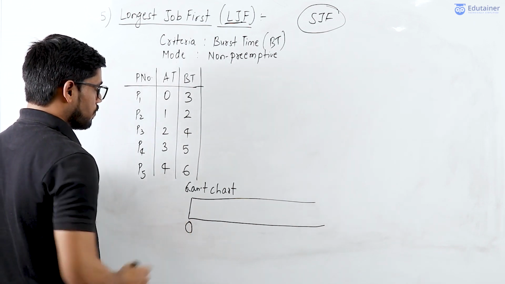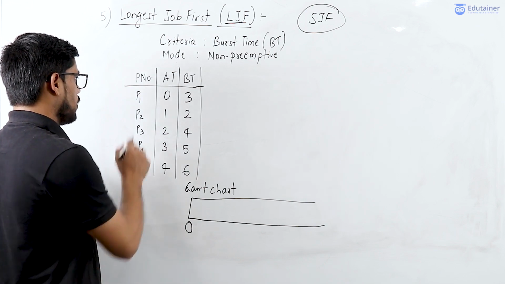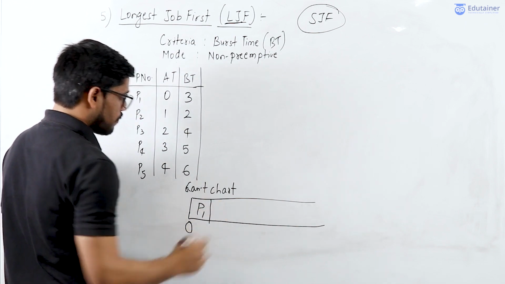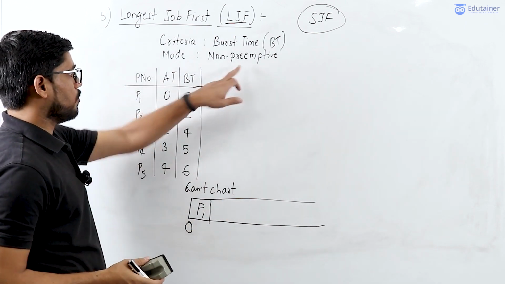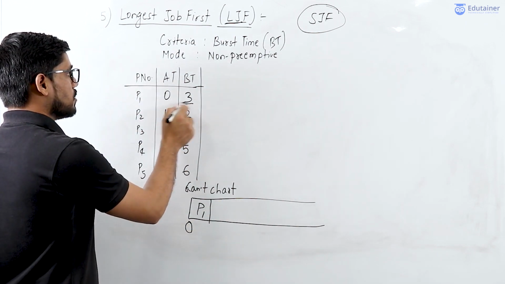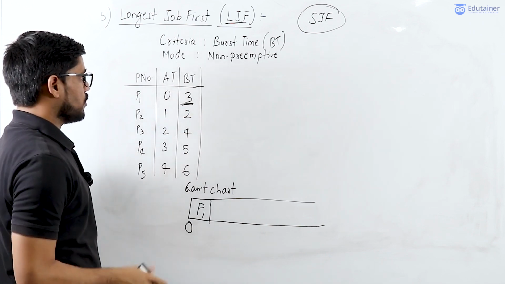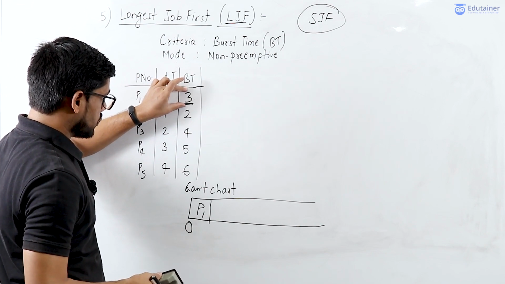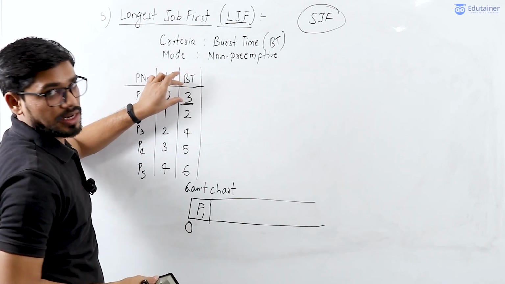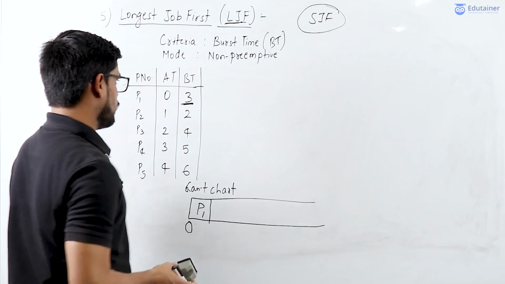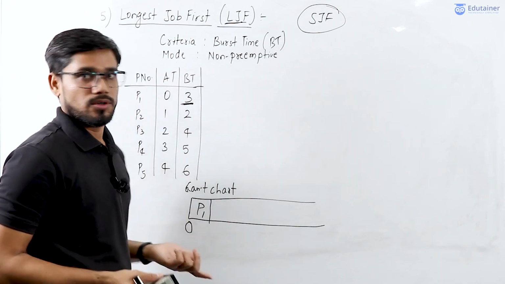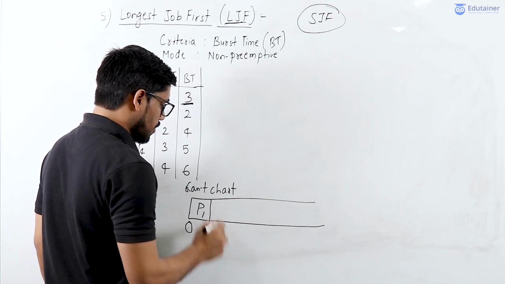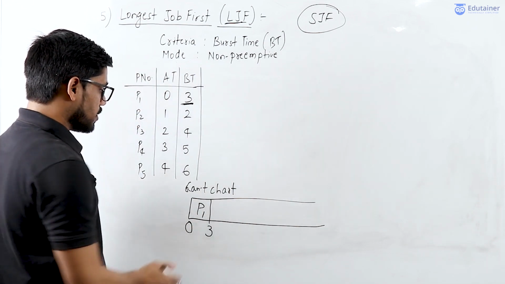Starting from time 0, there is only one process available. So we choose process P1 at time 0, and it is non-preemptive mode. That means we will run this process for exactly 3 units of time, whatever its burst time requires, to finish the process. So 0 plus 3 will be 3. Now the time is 3.